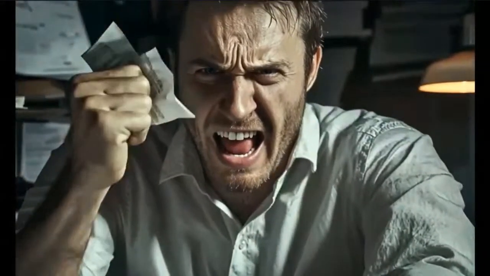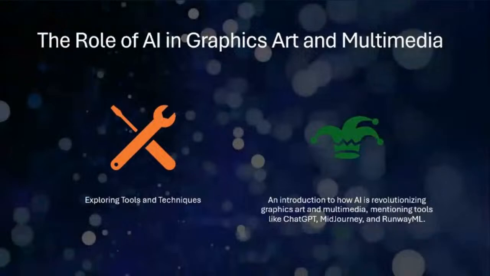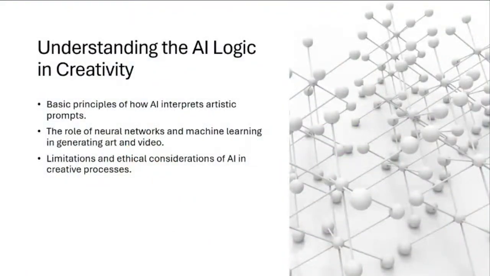So how does AI know what to do? Let's talk about that real briefly, because I know it is like a mystery to some people. So let's talk about understanding the AI logic in creativity. Let's talk about basic principles of how AI interprets artistic prompts. And let's talk about the role of neural networks and machine learning in generating art and video. We obviously know their limitations, right? When it comes to ethical considerations of AI in the creative process.